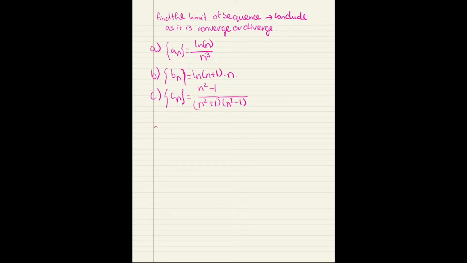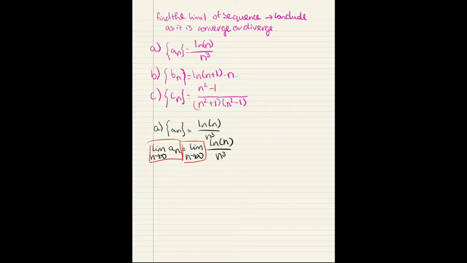so for question A, sequence a_n equal to ln of n over n to the third. For these kinds of things, the first thing that you have to write is limit of n to infinity of a_n equal to limit of n to infinity of ln of n over n to the third. Please write the limit in every single step, because if you don't write it, then you don't get any points.